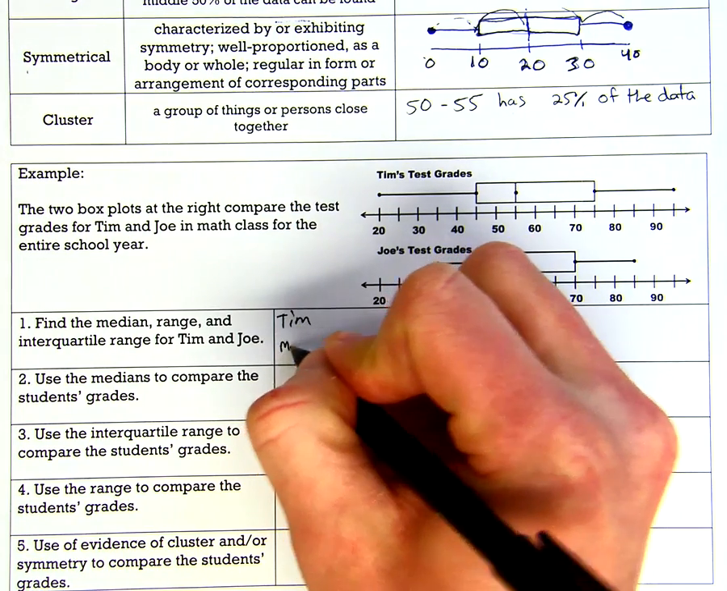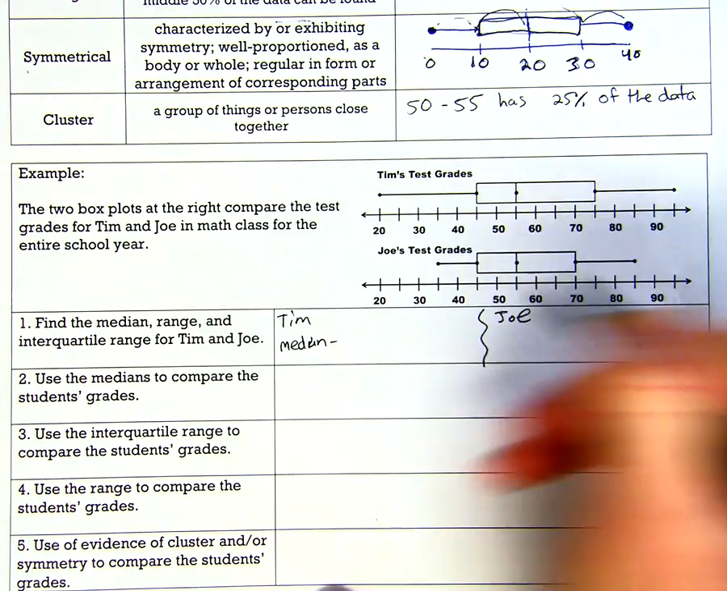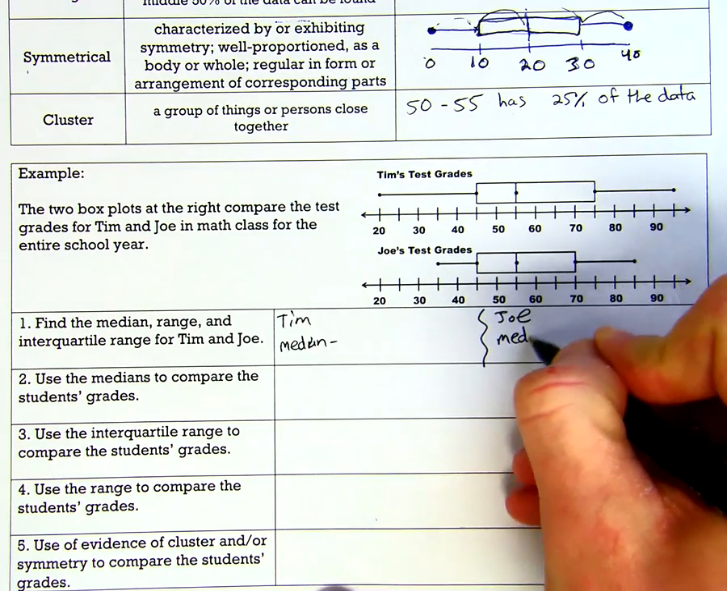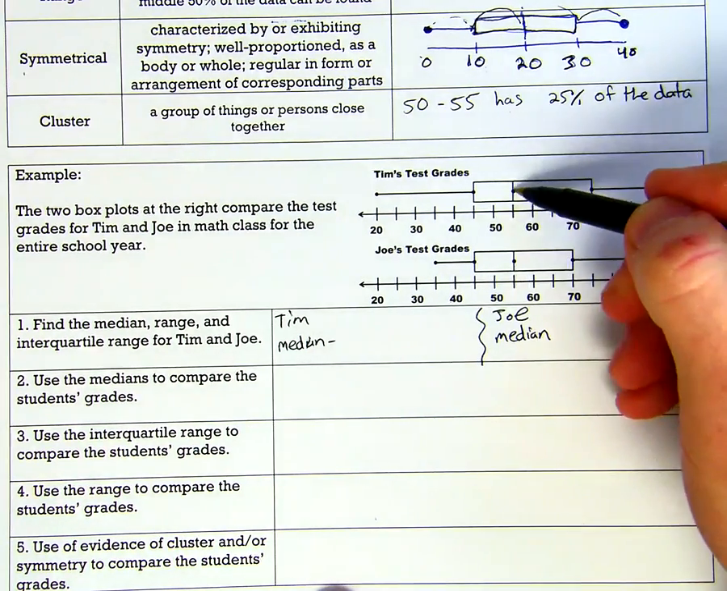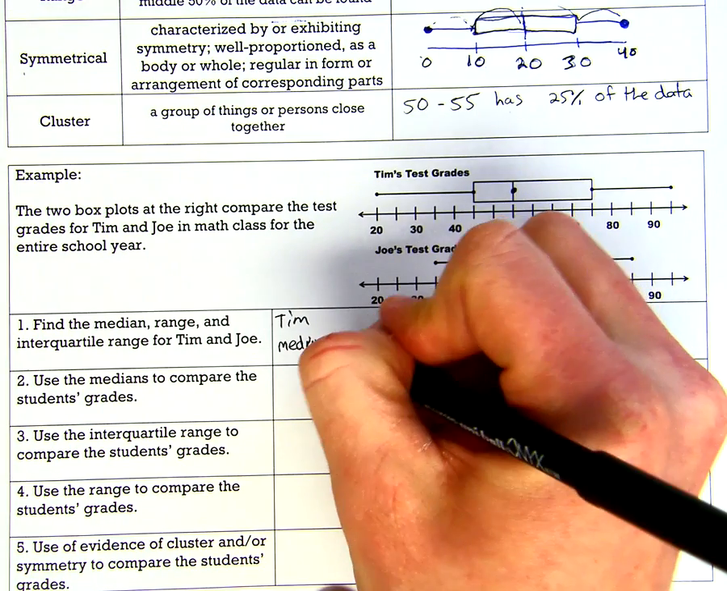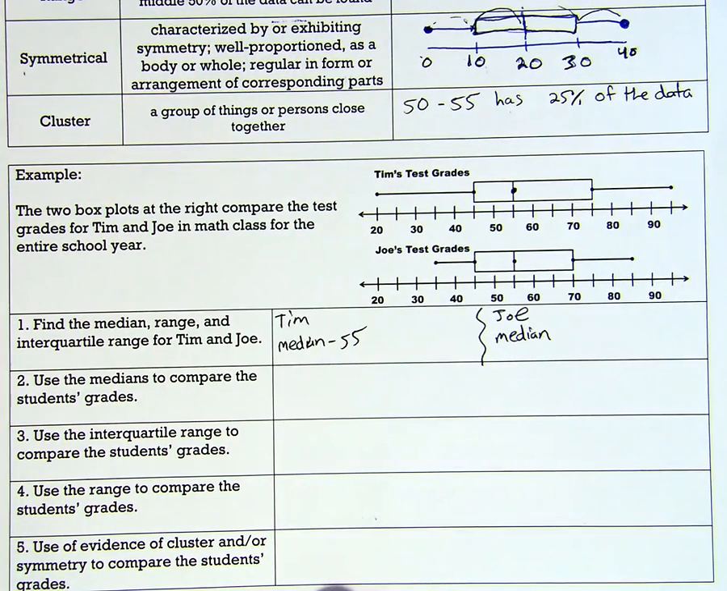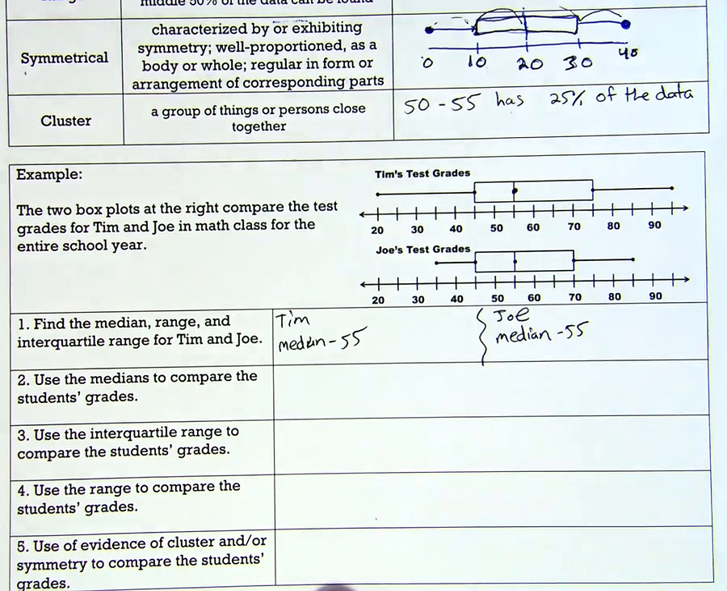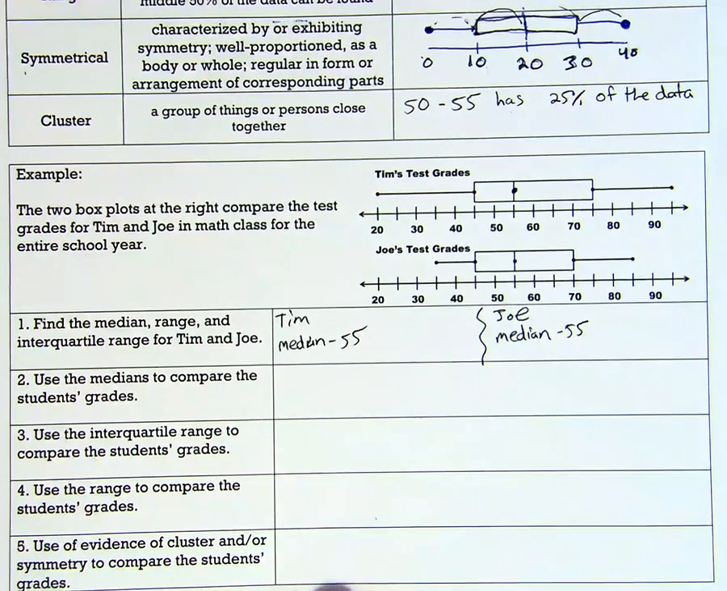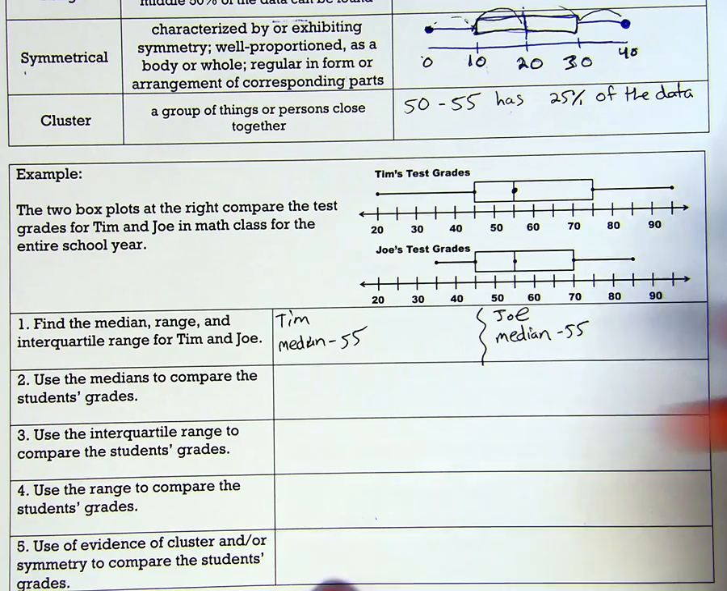The first one it asked me to find is the median. We look at Tim's graph over here. Our median is right here, right at 55. And it looks like the median for Joe is the same. So if we compare those two, they have the same median, the same middle grade.